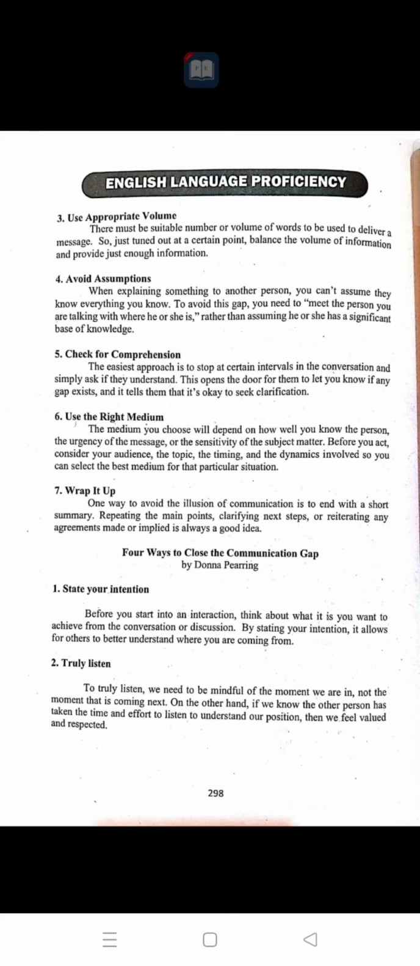Next, number 2, truly listen. To truly listen, we need to be mindful of the moment we are in, not the moment that is coming next. So, kailangan sumasabay tayo doon sa speed nung speaker. On the other hand, if we know the person has taken the time and effort to listen to understand our position, then we feel valued and respected.